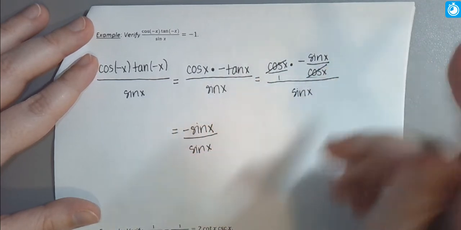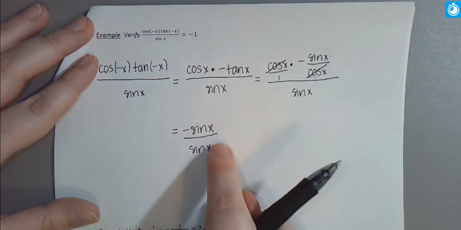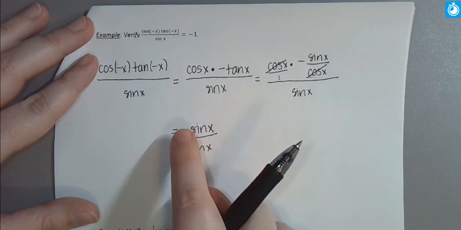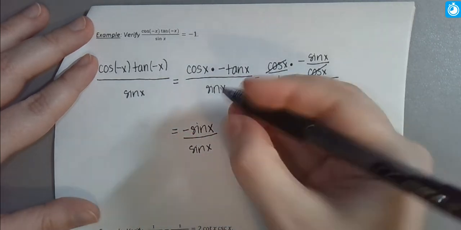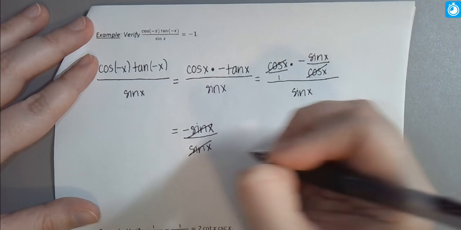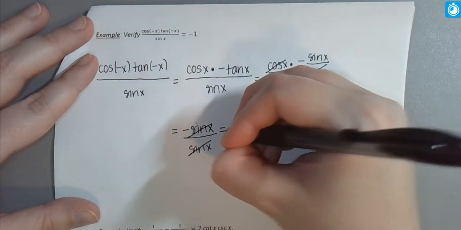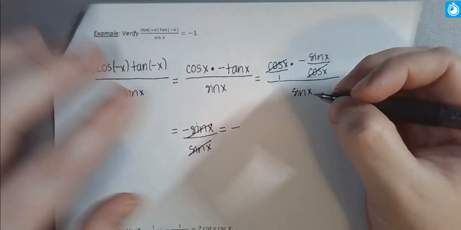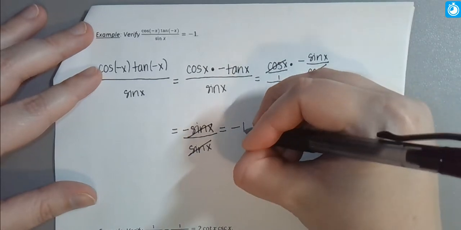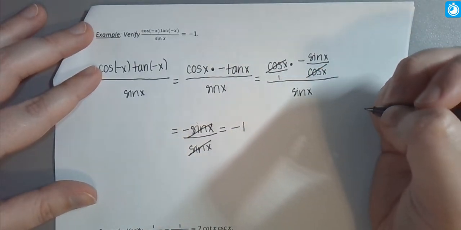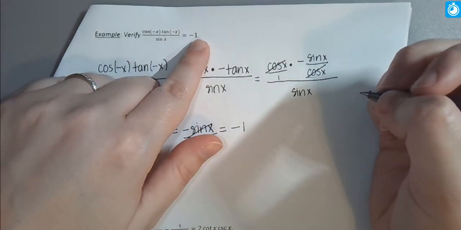Well, look where we are. We now have a common factor, again, in the numerator and denominator. The numerator is negative, the denominator is positive, which means when we cancel out that common factor, we're left with a negative, and then anything divided by itself is going to be 1. And that is exactly where we want to be.